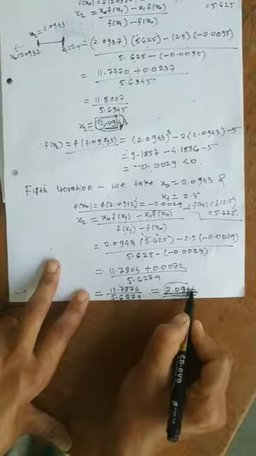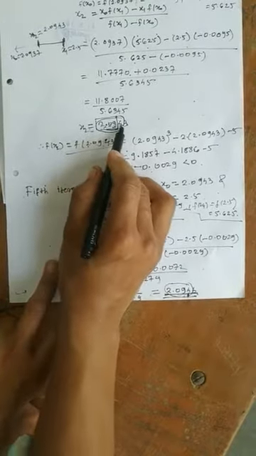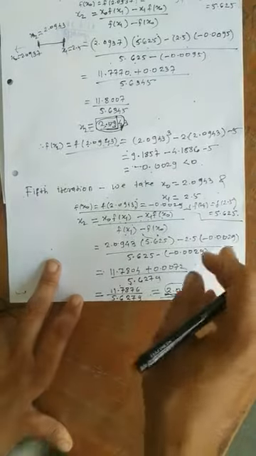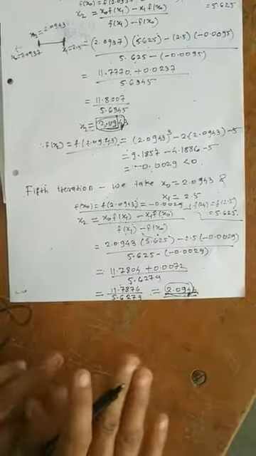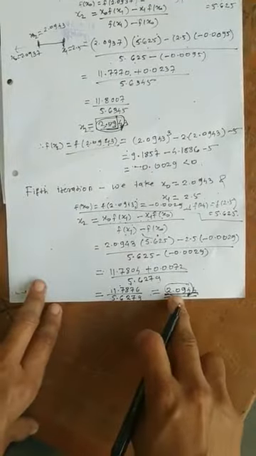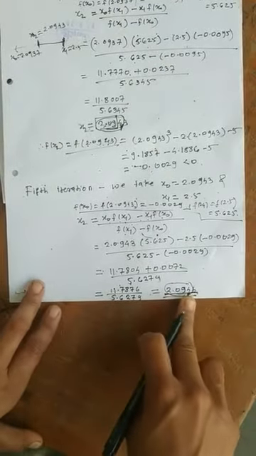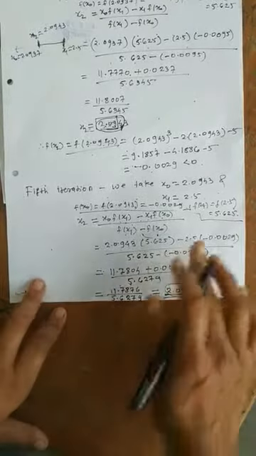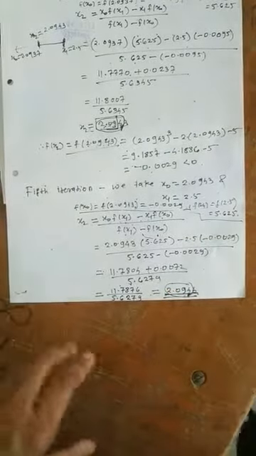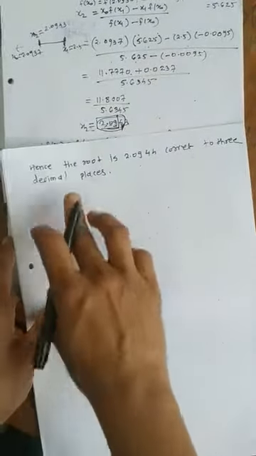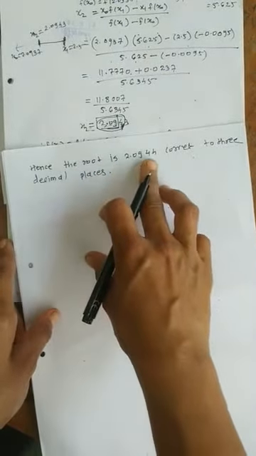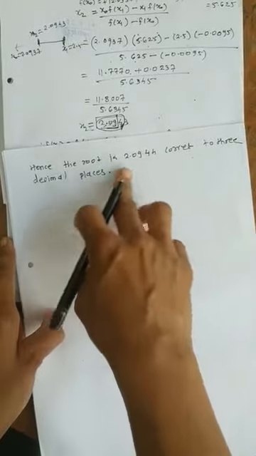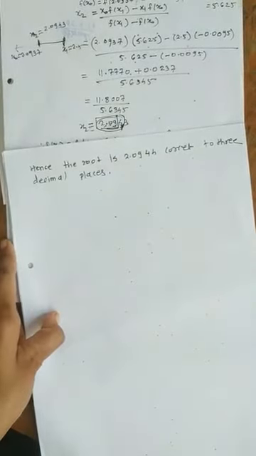Okay, see here, 2.094 and 2.094. So we stop our process, and we get the answer 2.094, which is your root, correct up to 3 decimal places. So we write the answer here: hence the root is 2.0944, correct to 3 decimal places. It is your last answer. Okay, thank you.